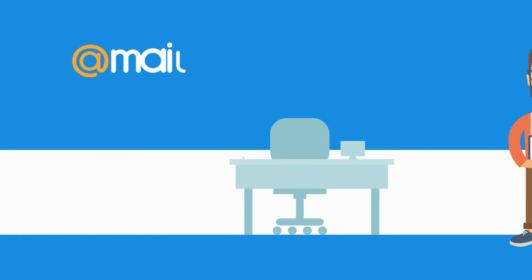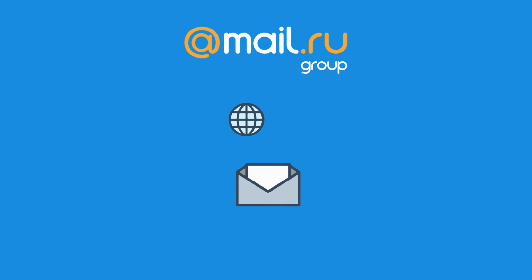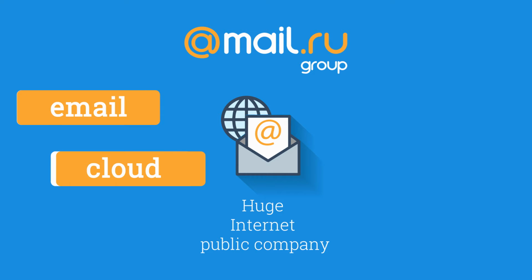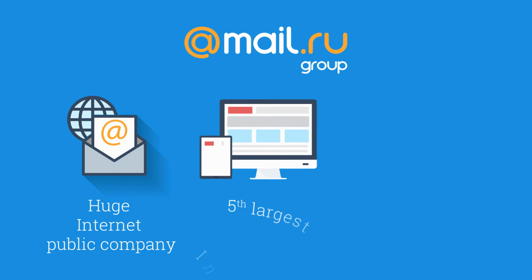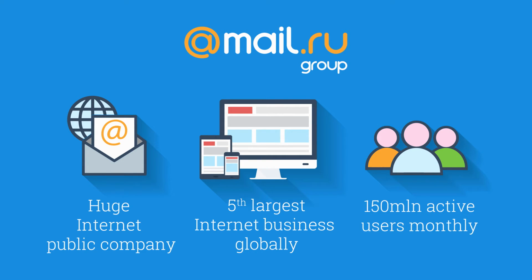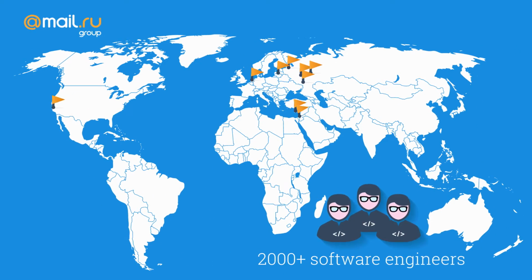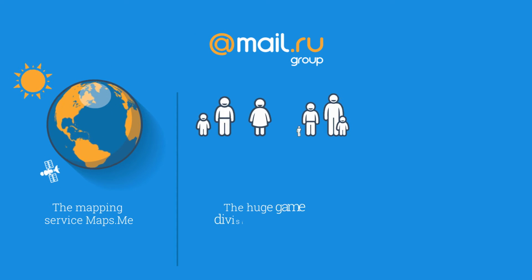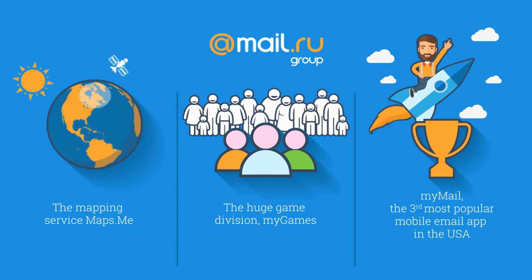Okay, before I dive deeply into Tarantool, let me tell you a couple of words about Mail.ru Group. Mail.ru Group is a huge internet public company offering many internet services like email, cloud, social networks, instant messengers, and games. Mail.ru Group is the fifth largest internet business globally with roughly 150 million active users monthly. We are more than 2,000 engineers in more than 10 international locations. Our international business includes the mapping service Maps.me, the huge game division MyGames, and MyMail, which is the third most popular mobile email app in the USA.